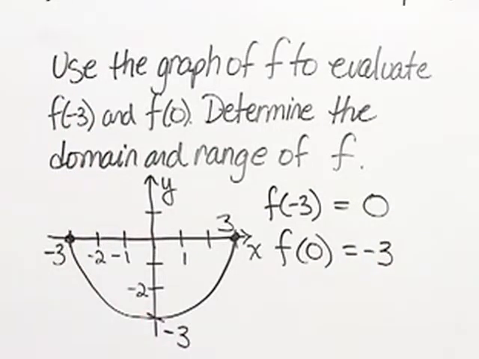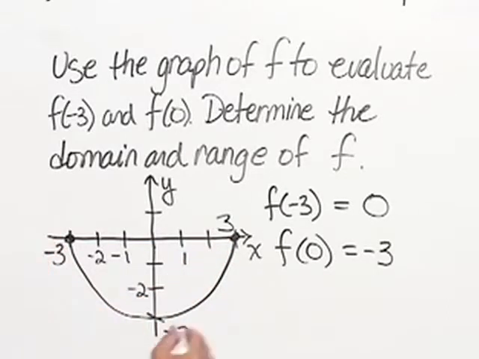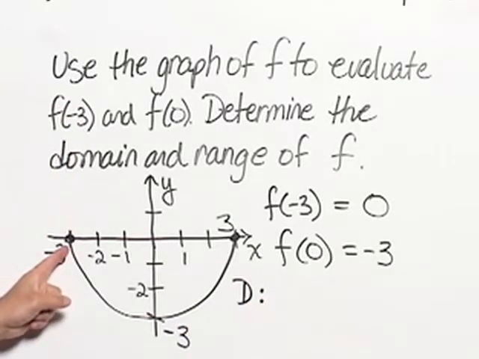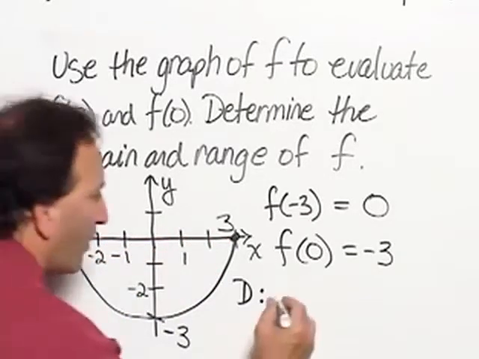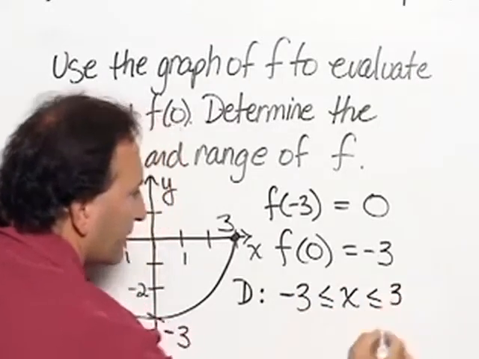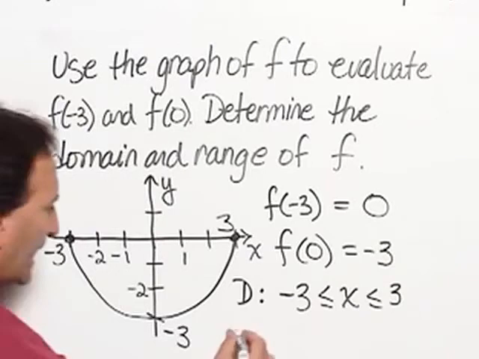To determine the domain, of course, is along the x-axis and corresponds to the x-coordinates of all of the points that lie on this curve. So the domain actually starts at negative 3 and goes all the way to positive 3, and those endpoints are included. So we would write it as negative 3 is less than or equal to x, which is less than or equal to 3.